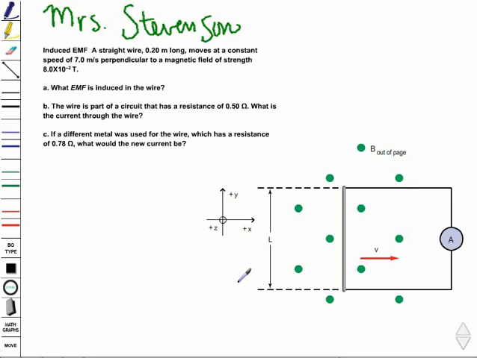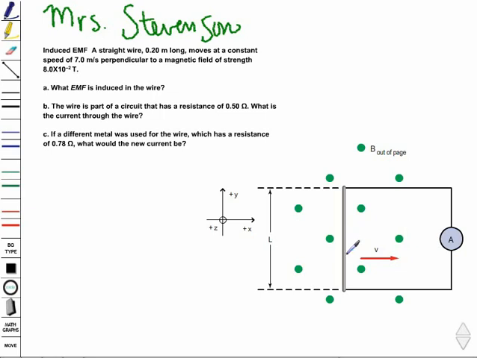We set up our coordinate system so that the upward directions are positive y values, to the right are our positive x values, and coming out of the screen towards you are the positive z values. We have our wire, which is 0.2 meters long, moving with a velocity of 7 meters per second to the right, and it's connected to an ammeter to read the current. These green dots represent our magnetic field. Because they're solid dots, the magnetic field is coming out of the screen towards you, so the wire is moving perpendicular to the magnetic field.